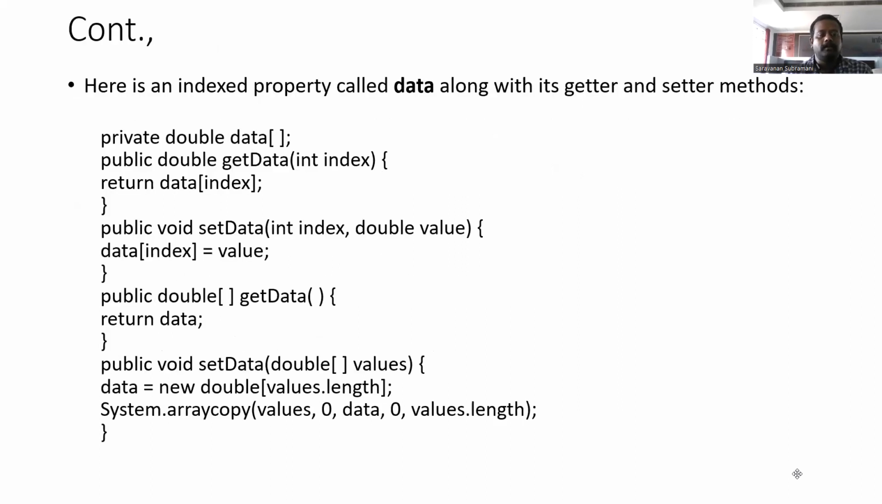As an example, here an indexed property called data is shown with its getter and setter methods. We have a double type of array, and the name is data. We create getter and setter methods for accessing the value at a particular location, and for setting the data at a particular location. So to set a value at the particular location, we send the index value and the value which we have to assign, and to get, we just use the index value to fetch the data.